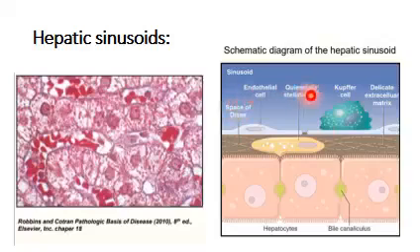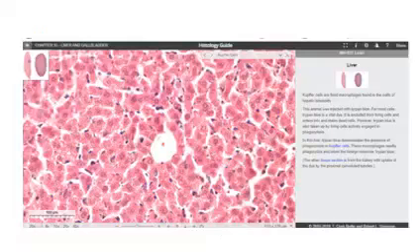Okay, so is it clear that we have the hepatic sinusoid? Here we have the hepatic sinusoid filled with RBCs, surrounded by a large number of hepatic cells, hepatocytes, and between the wall of the hepatic sinusoid and the liver cells, we have a narrow space called the space of Disse.